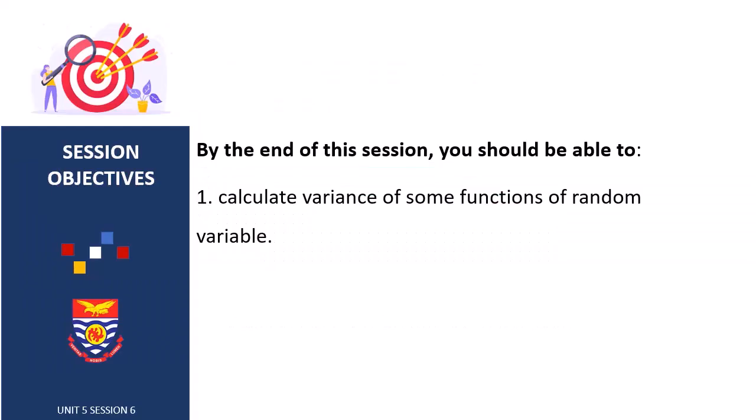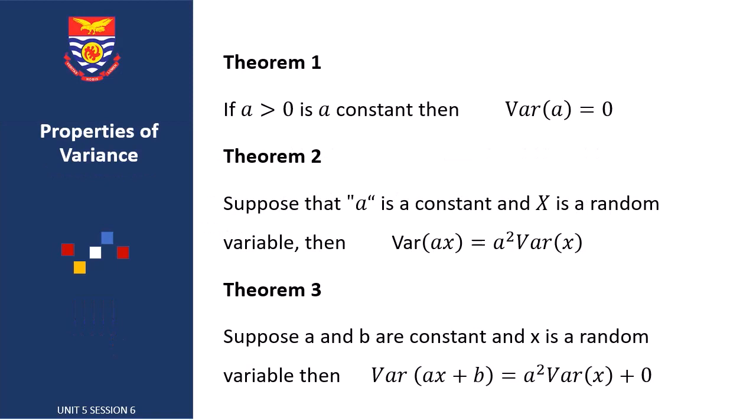By the end of this session, we should be able to calculate the variance of some functions of a random variable. Now let's consider some theorems. Just as we did for the expectation, we're going to look at that for the variance also. Theorem 1: if a is a constant, then the variance of a equals 0. In a simple sentence, the variance of a constant is 0.